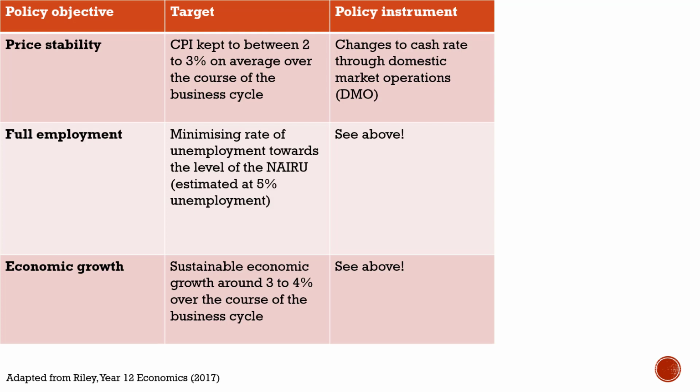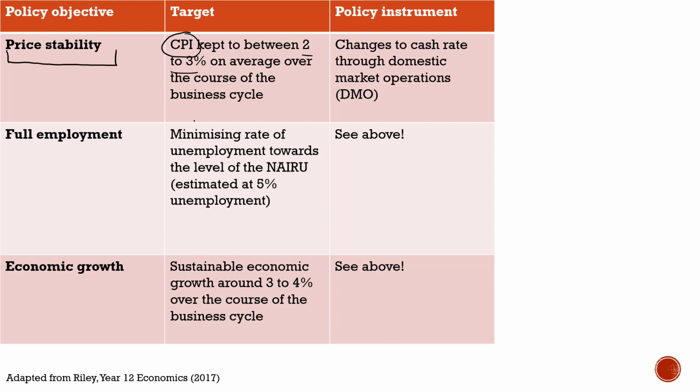Now, if we go into a little bit more detail, we can think about some particular targets for each of the monetary policy objectives. For example, if we think about price stability, the goal here is that the CPI, the level of inflation, is kept to between 2 to 3% on average over the course of the business cycle. And we're going to look in future videos at what this actually means.